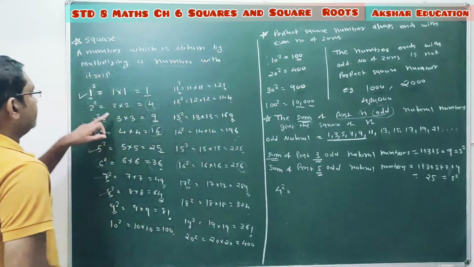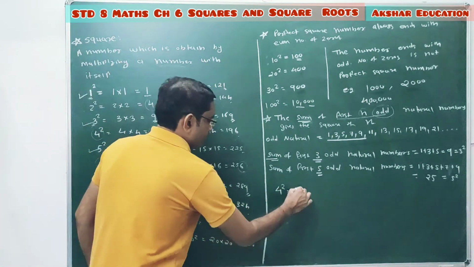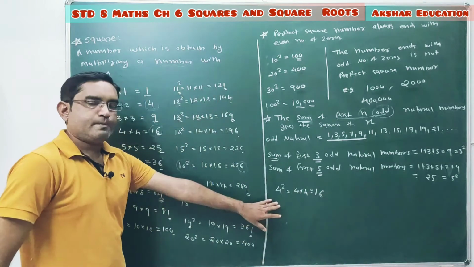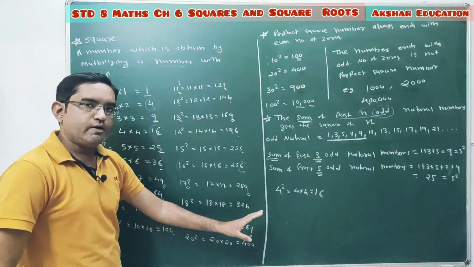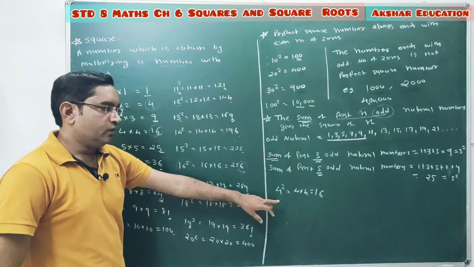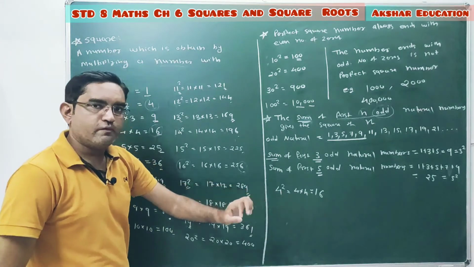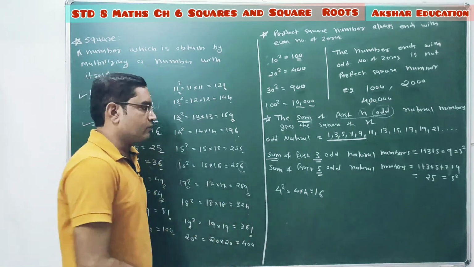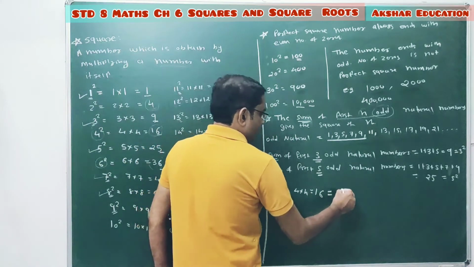So basically हम क्या करते हैं, 4 square equal to 4 into 4, 4 into 4 करते हैं और आंसर is 16. According to this property, if you want to find the square of this 4, what you have to do? You have to consider the sum of first 4 odd natural numbers.